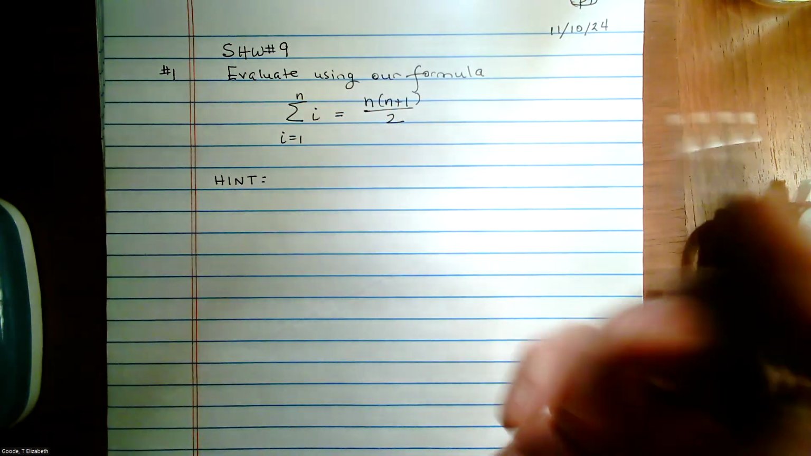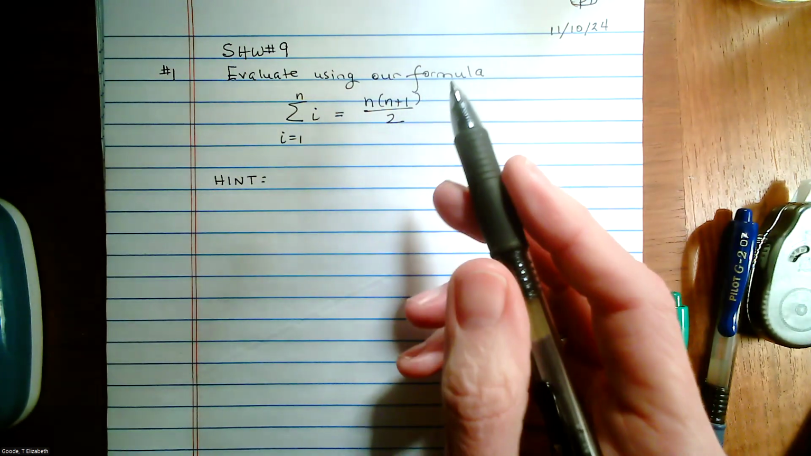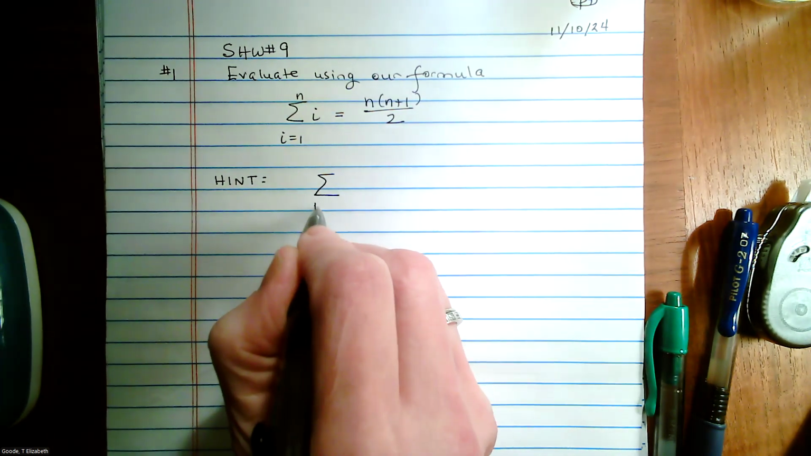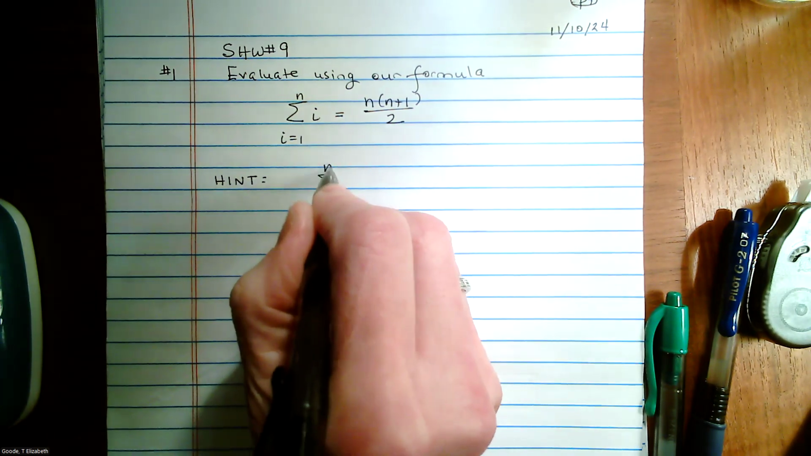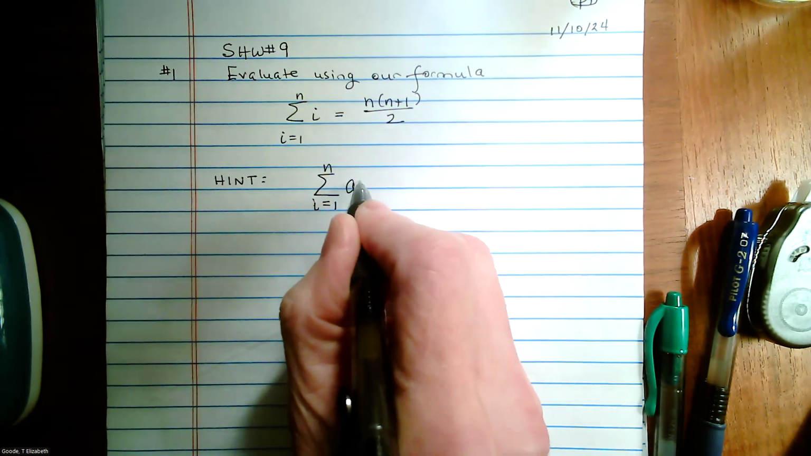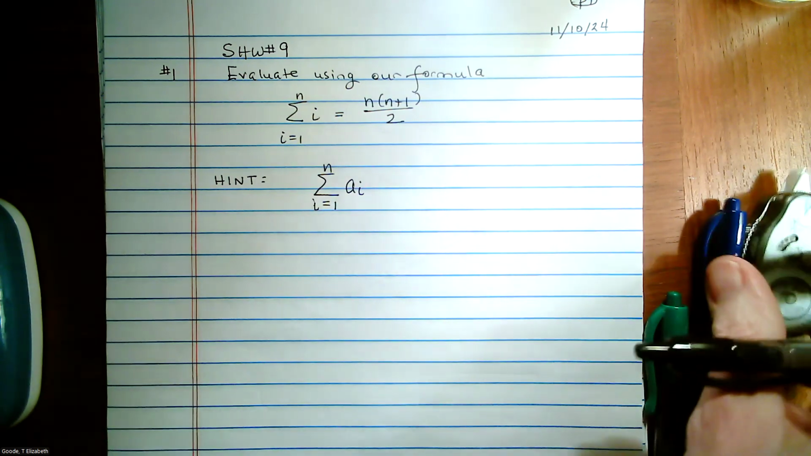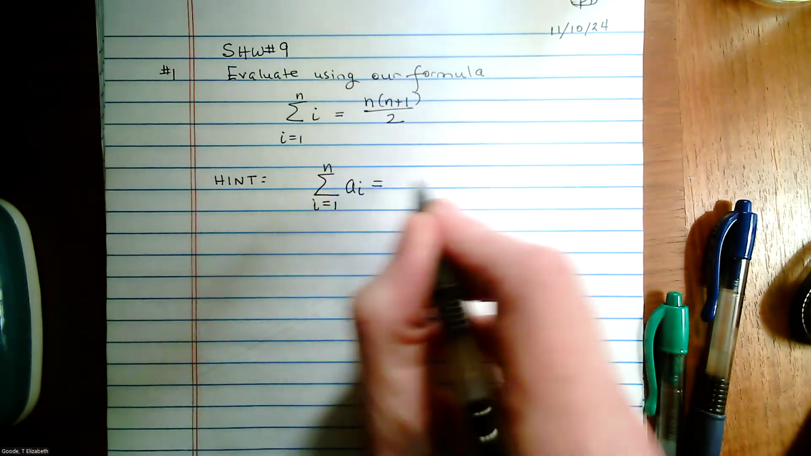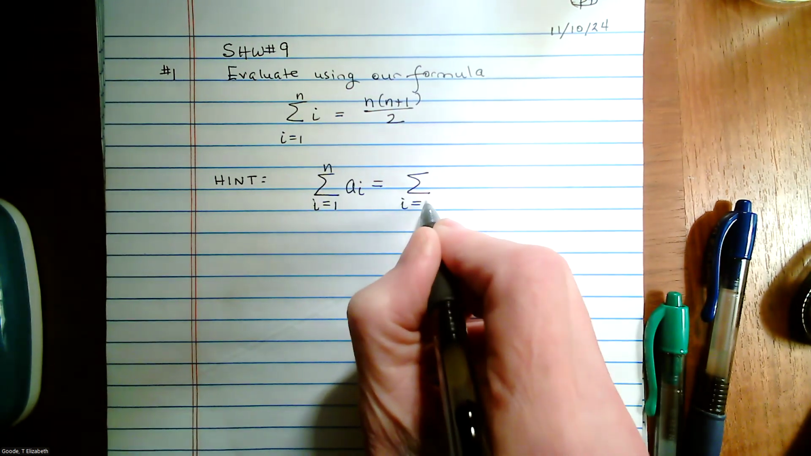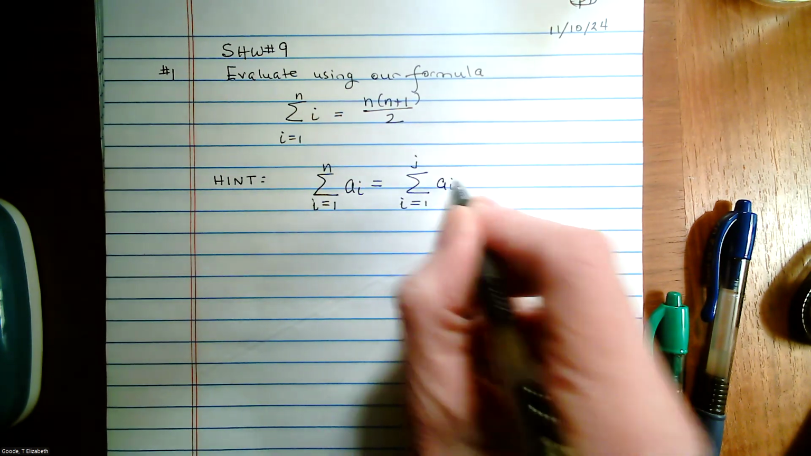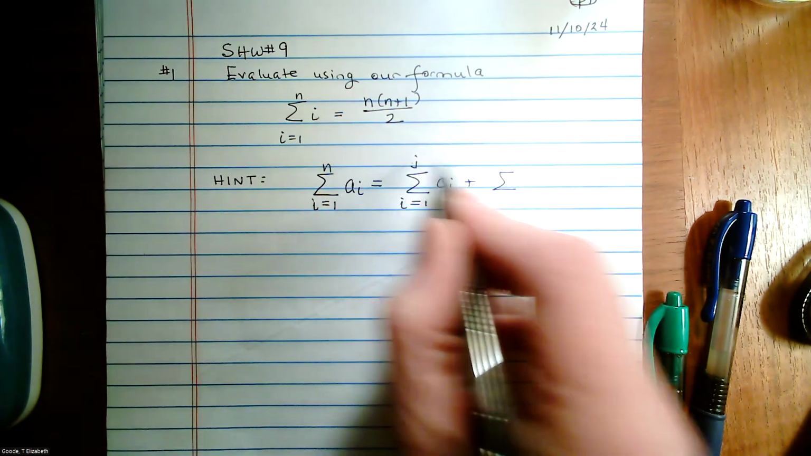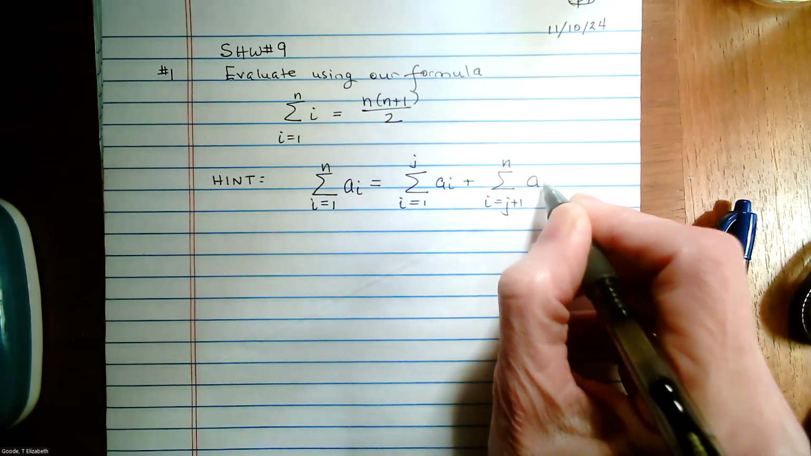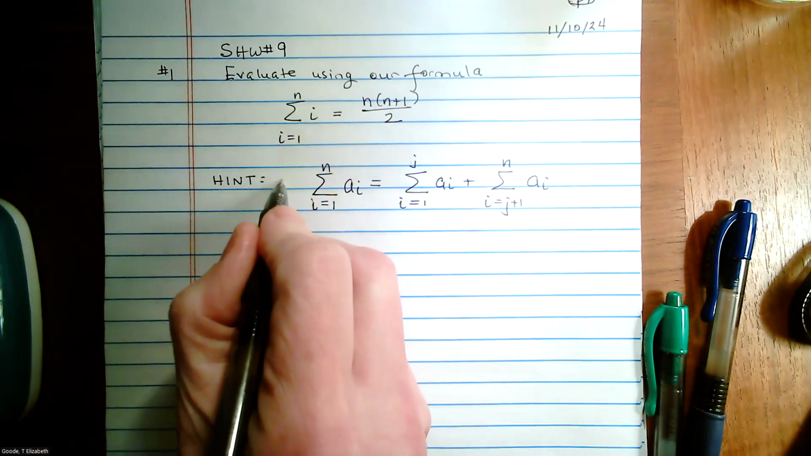One of the hints, and we just talked about that earlier today, is that if we have a sum from i equals 1 to n of some term, whatever, a sub i, it works for any a sub i, you can split that sum as the sum from i equals 1 to j of a sub i plus, and then you pick up at j plus 1 and go to n of a sub i. That's one of the hints.